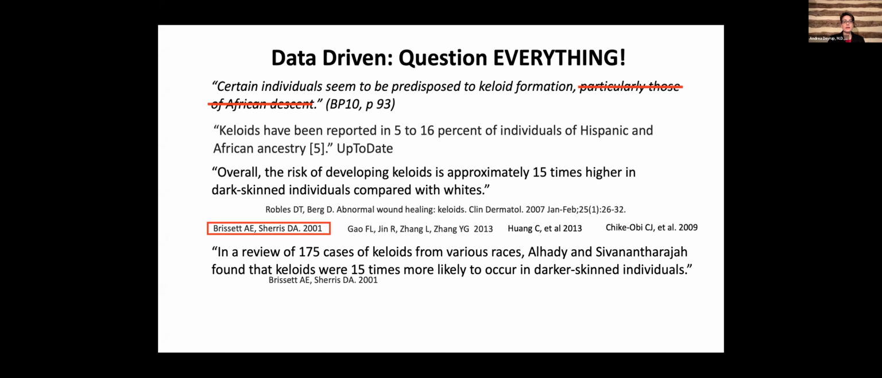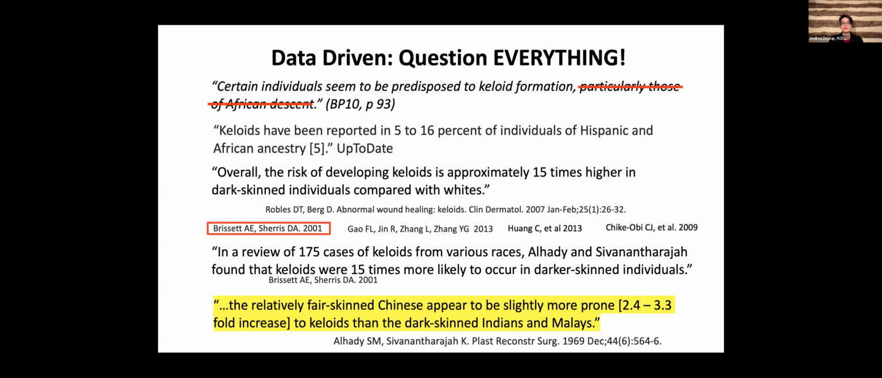Being a bit OCD, I pulled that paper, which was from 1969. The study was done in Malaysia, which is why they're looking at Chinese, Indians, and Malaysians. And this is what it actually says from their data, that the relatively fair-skinned Chinese appear to be slightly more prone to keloids than the dark-skinned Indians and Malays. So the arrow is pointed in the wrong direction, and the number is wrong. So it's 2 to 3-fold, and it's the opposite.